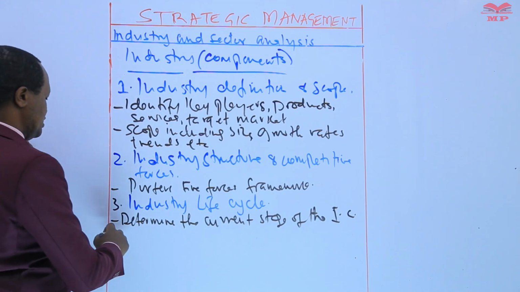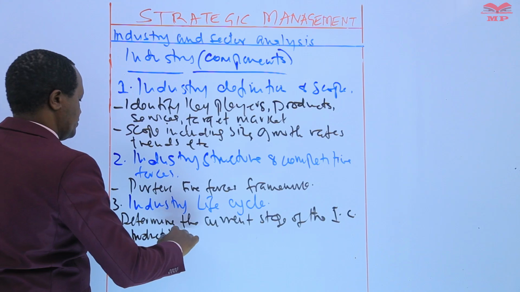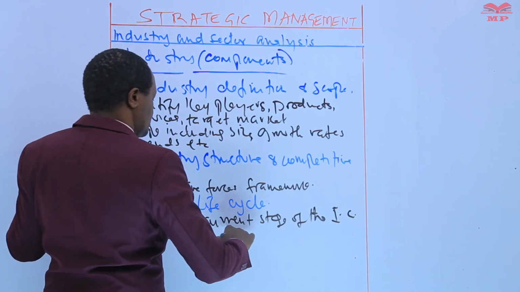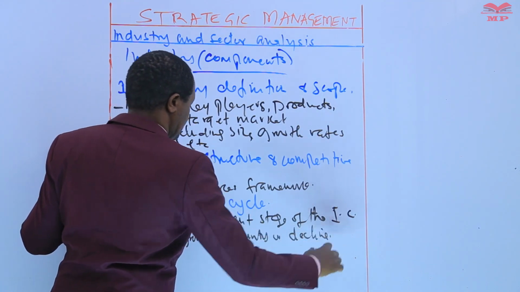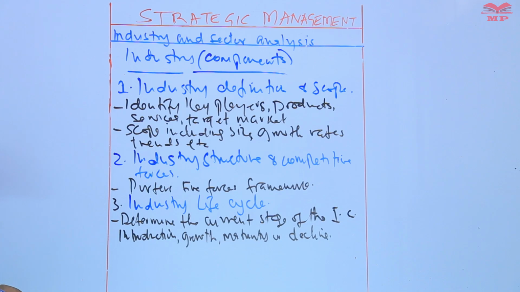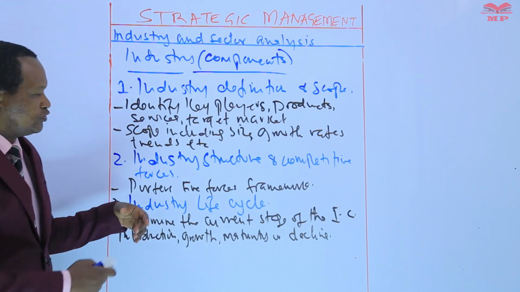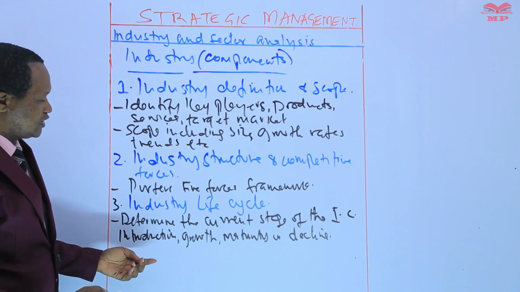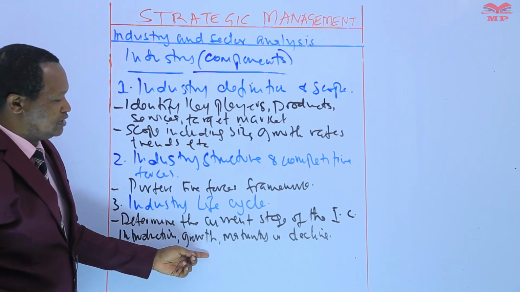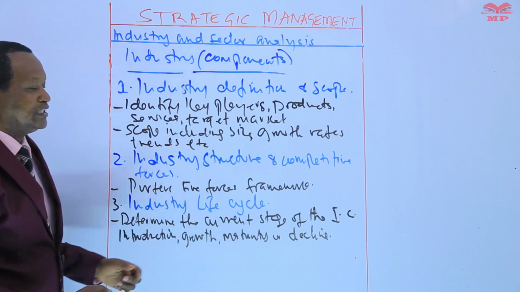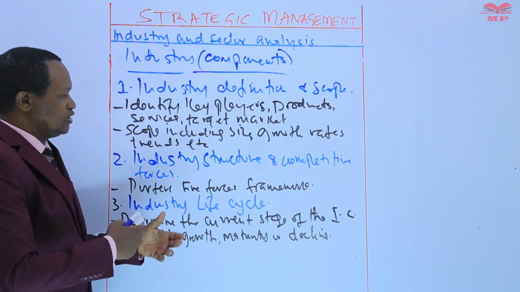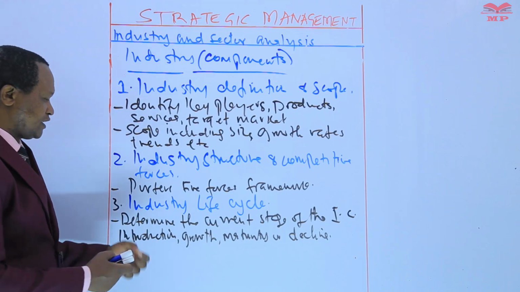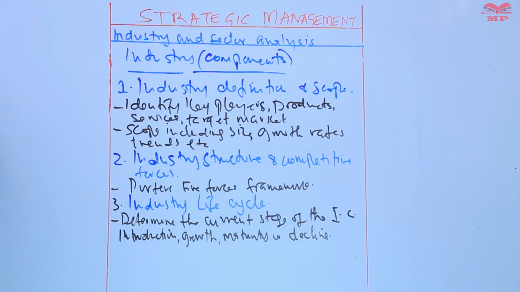That is, if it is at introduction, growth, maturity, or decline. These are the phases that we are talking about. An industry undergoes various stages. First of all, there is the introduction phase, the growth phase, the maturity phase, and the decline phase. So when carrying out industry analysis, it's important to check the current stage of the industry life cycle. You understand?